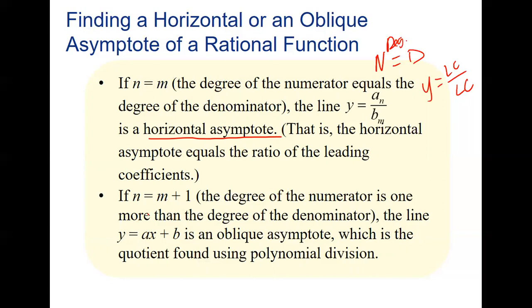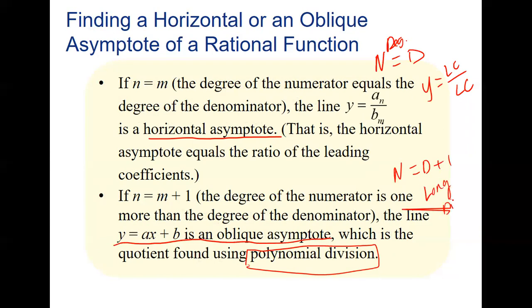If the degree of the numerator is 1 more than the degree of the denominator, then it has an oblique asymptote. And in order to find the asymptote, you would have to do division. So if the numerator degree equals the denominator plus 1, then you have to do long division.